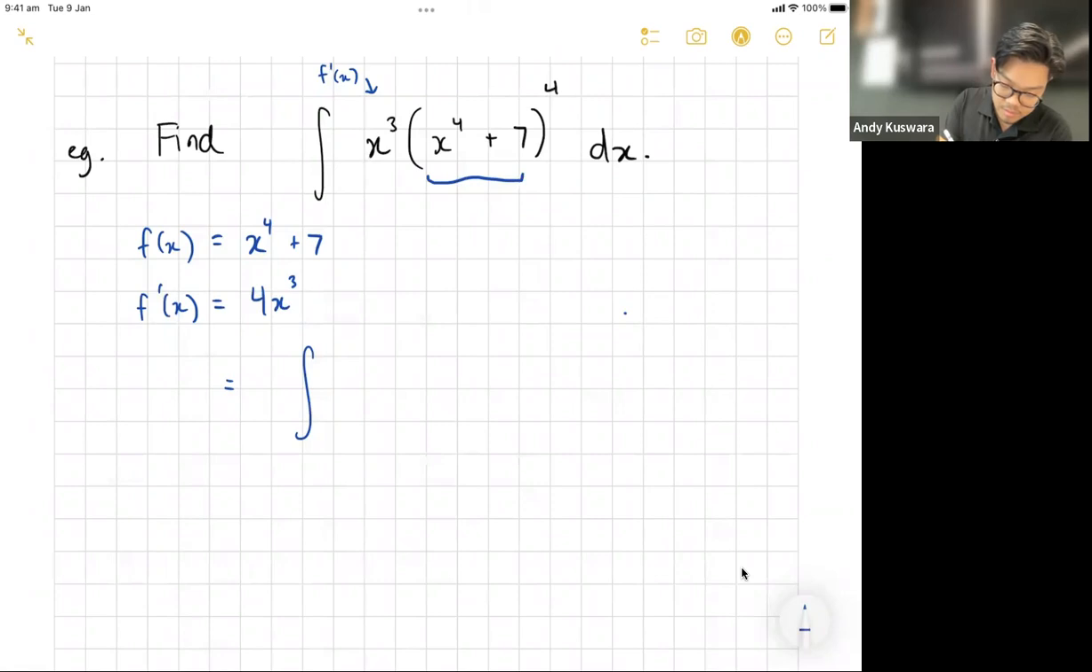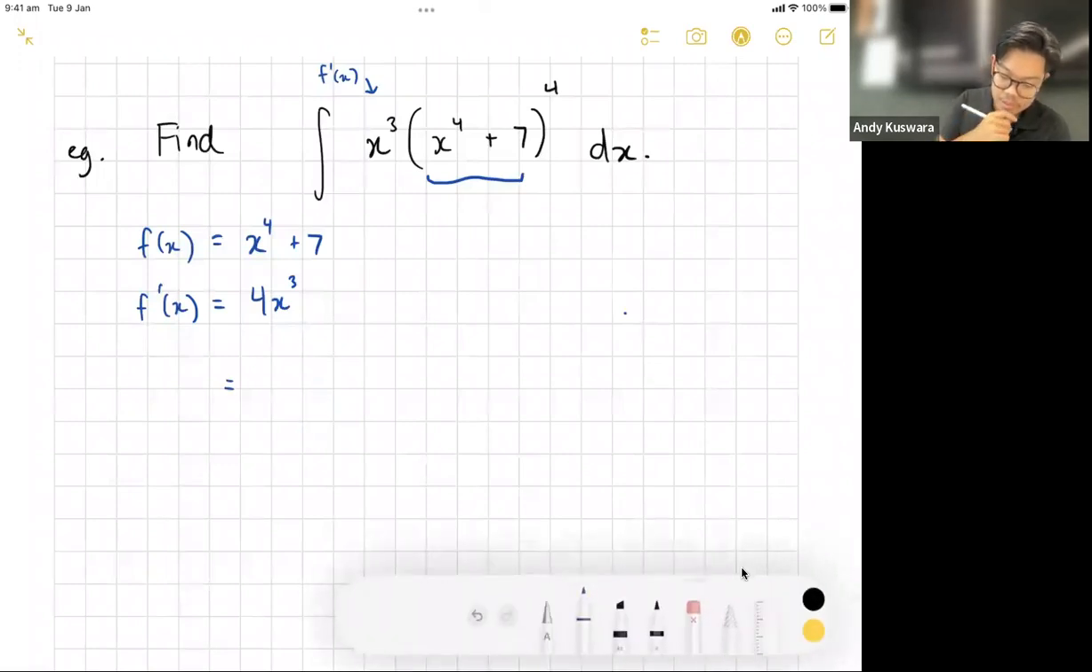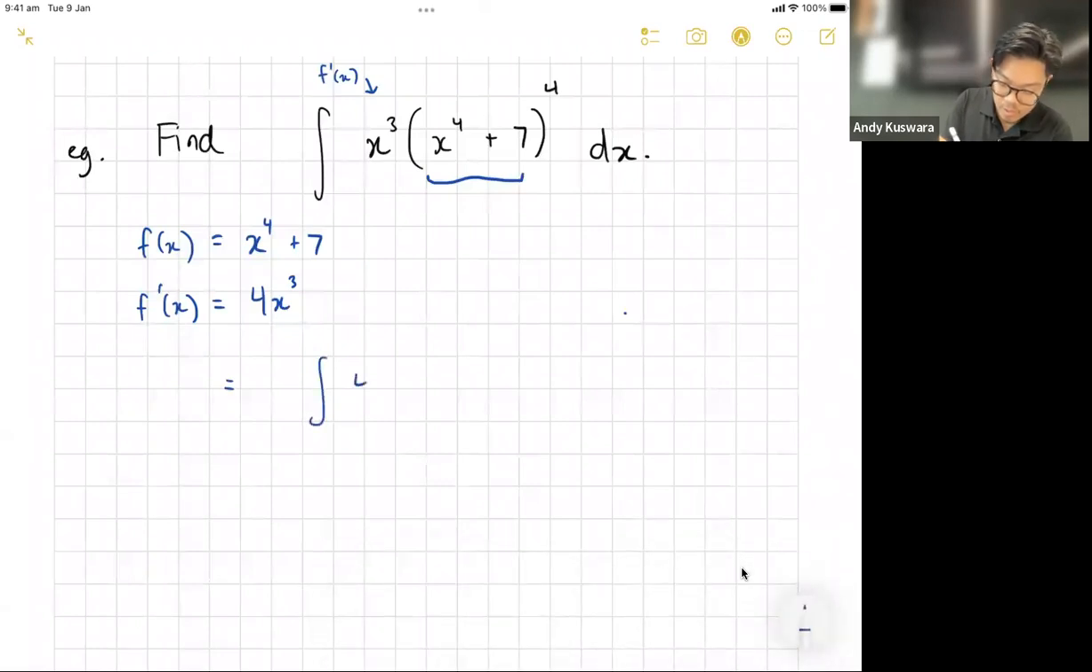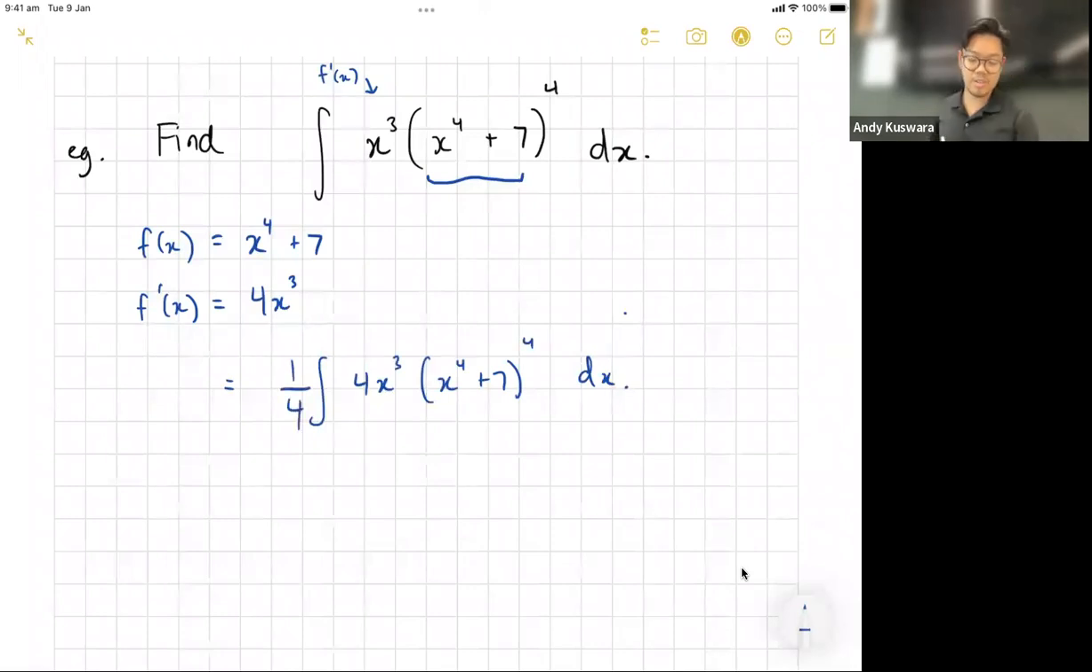Yeah, let's do that, shall we? My bad. What we're going to do here is change the form slightly. We kind of want it to look like this, right? So 4x cubed, (x to the 4 plus 7) to the 4 dx. Now, because I added in that extra 4, I'm going to have to take it out at the front.